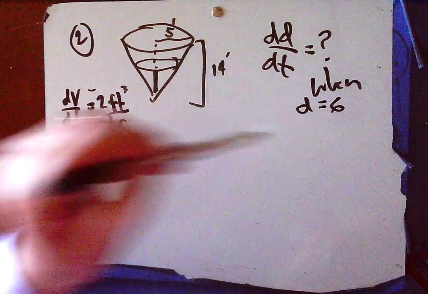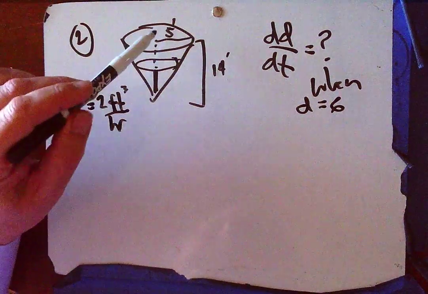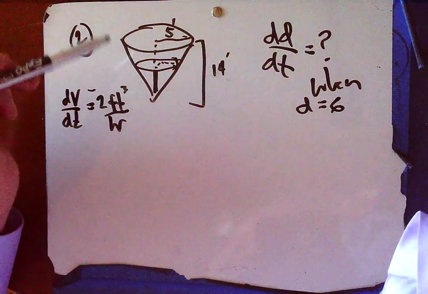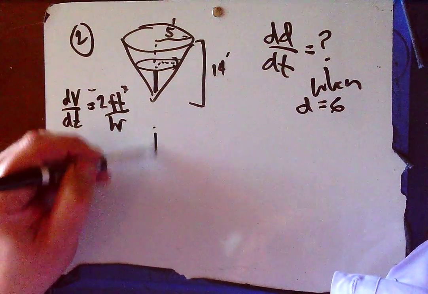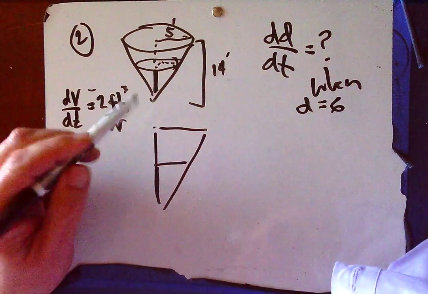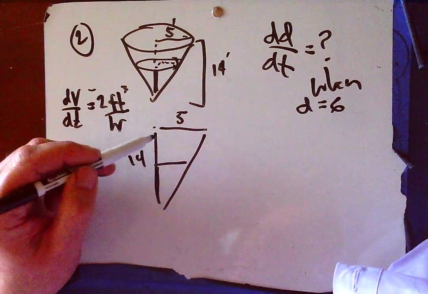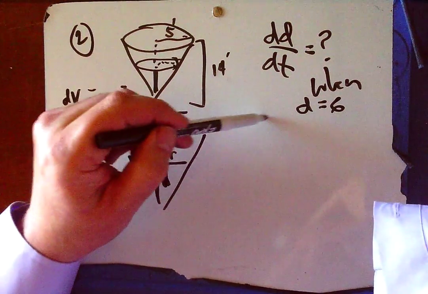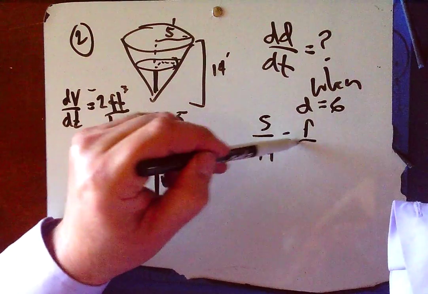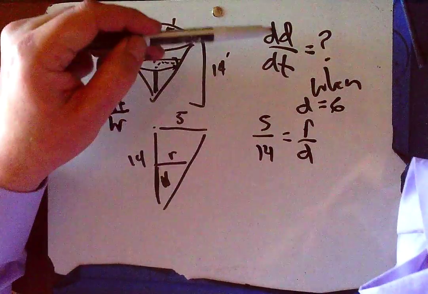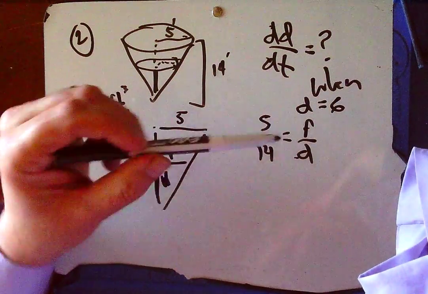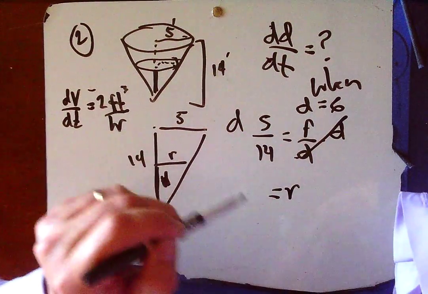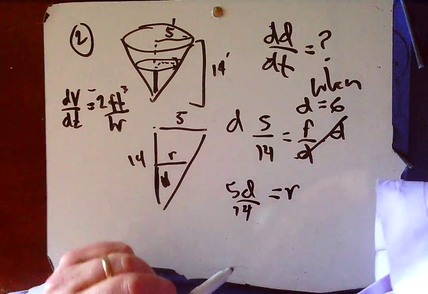Okay. I notice that radius is going to be changing. Here it's smaller than it is here. So I think this is an opportunity for me to think about using similar triangles. This is 5 is to 14 as r is to d. So 5 is to 14 as r is to d. We're looking for dD/dt, so I don't want to get rid of d. I want to get rid of r. And I'm going to multiply both sides by d so that I can say r equals 5d over 14.